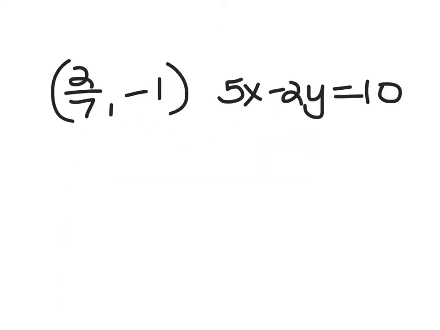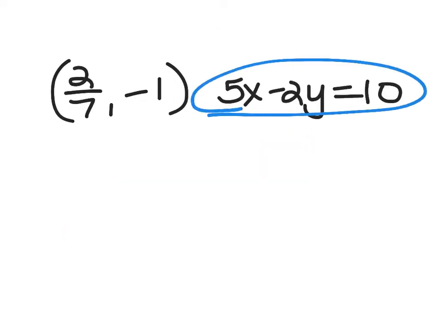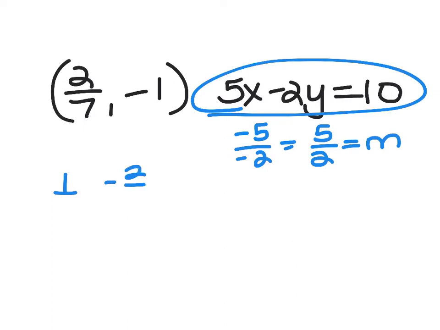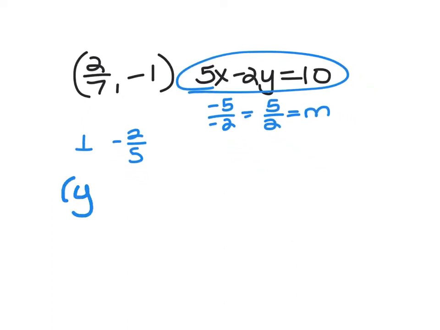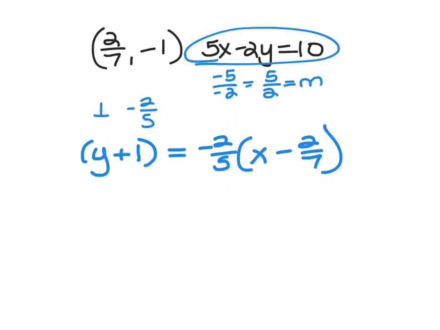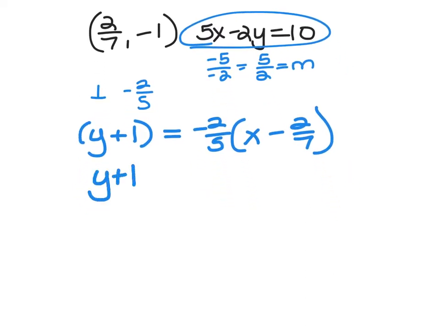So if it said to do perpendicular, from this you need your slope, which would be -5/2, which is 5/2. So the slope of a parallel line would be the same, but perpendicular is going to be opposite reciprocal, -2/5. And then I would do y minus a -1 becomes +1 equals m times x minus 2/7. Then distribute.